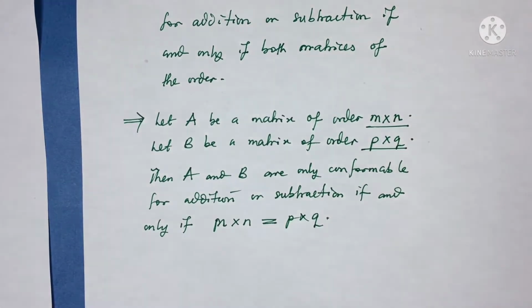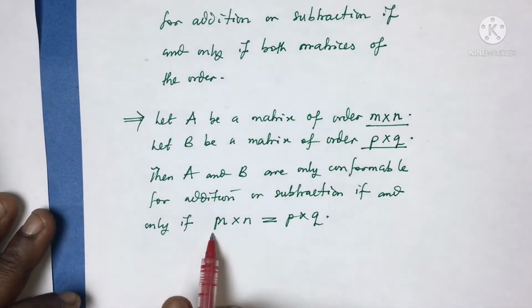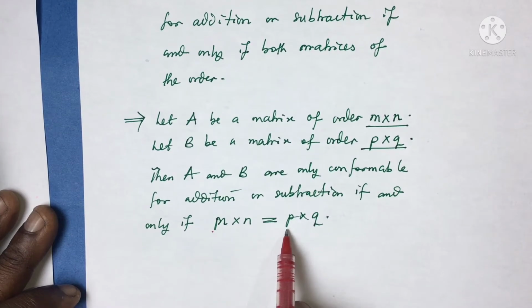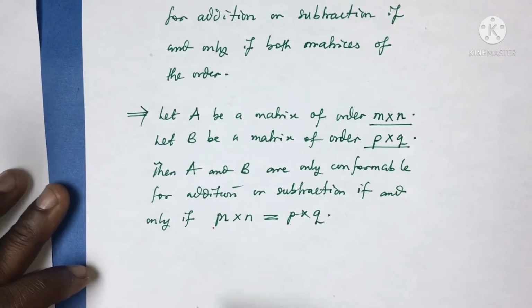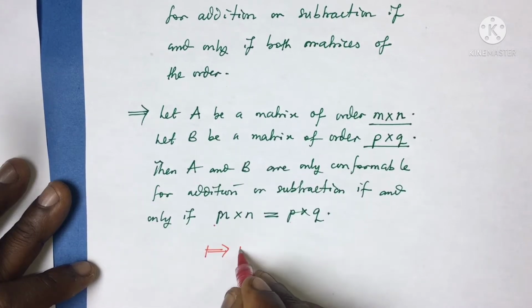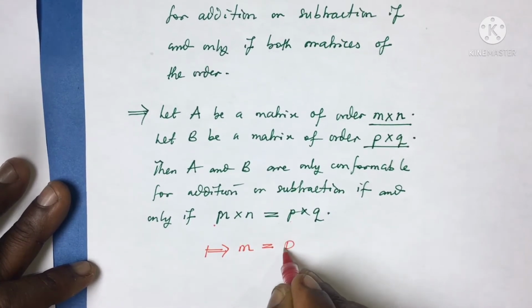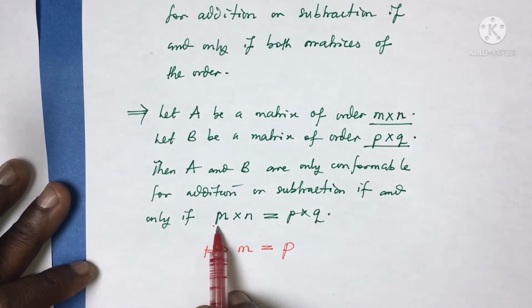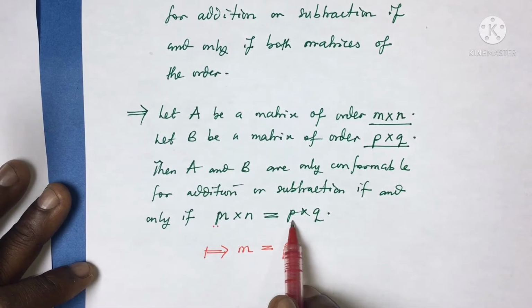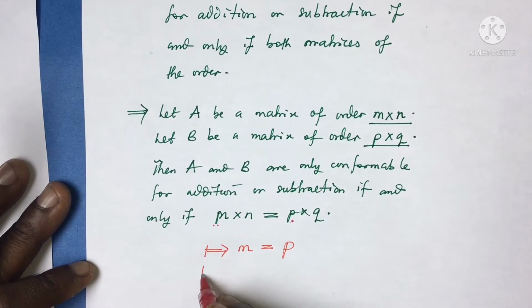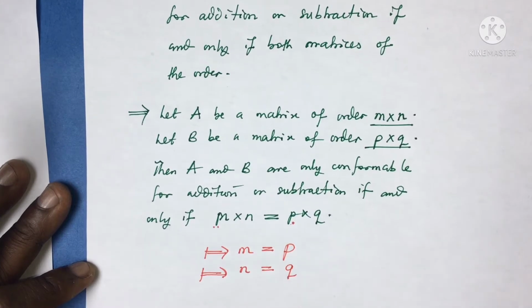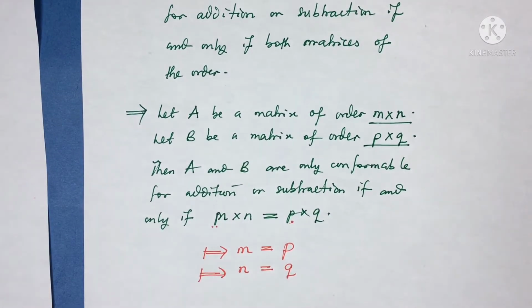Okay? Now, what does this mean? If the order of the matrix A, which is m by n, is equal to the order of the matrix B, which is p by q, then it means that m is equal to p. And if m is equal to p, it means the number of rows in A must be equal to the number of rows in B. This also implies that n is equal to q. So the number of columns in A must be equal to the number of columns in B.